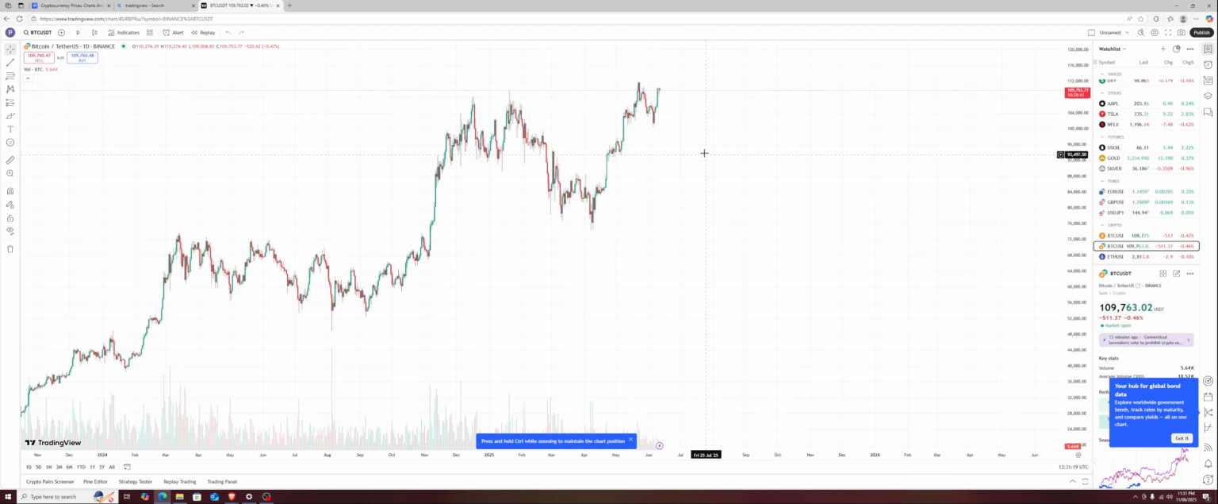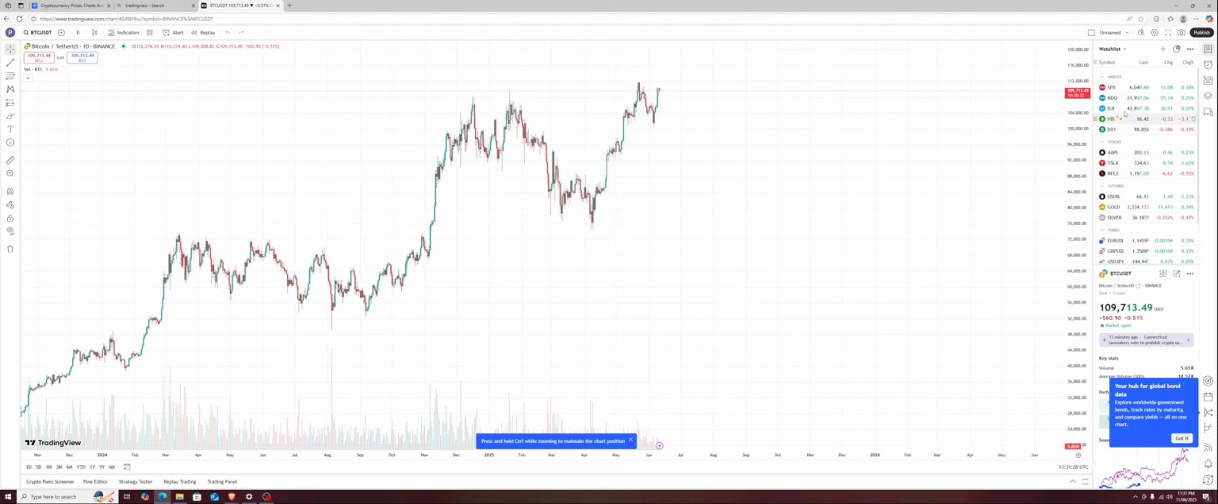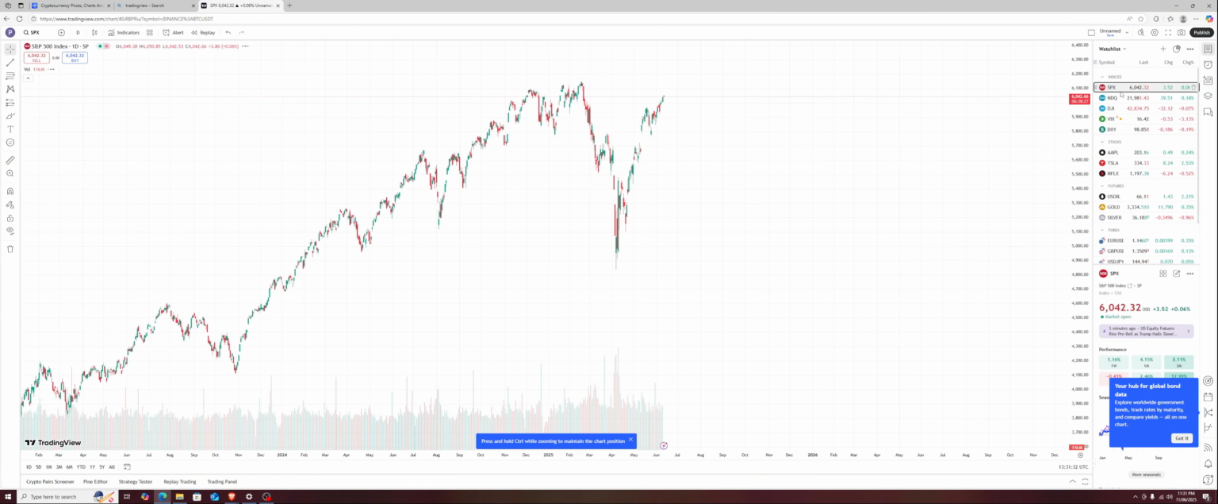So you can see you have different categories over here: stocks, futures, forex, crypto, indices. So you have SPX, which is your American market, and you can always add Nifty, which is the Indian market, I believe. Yeah.